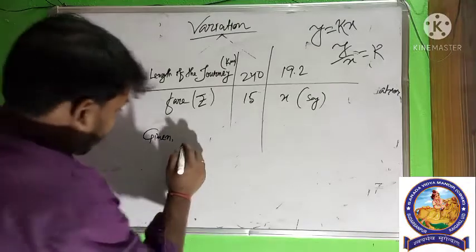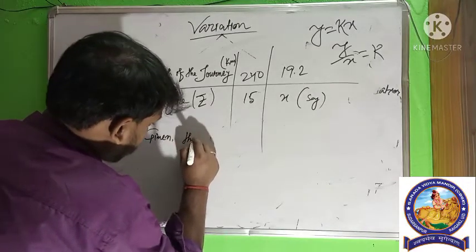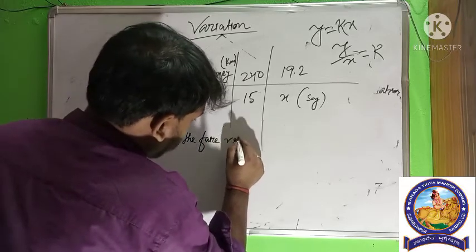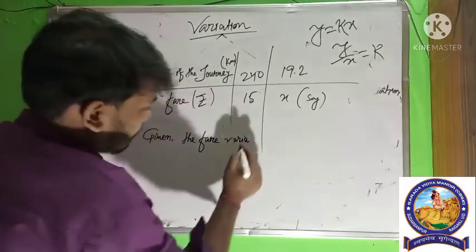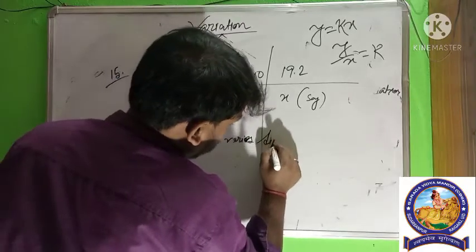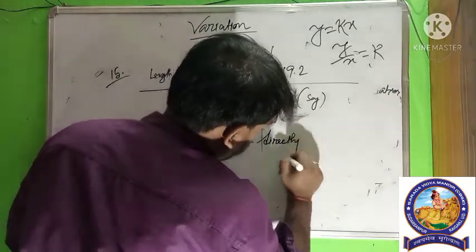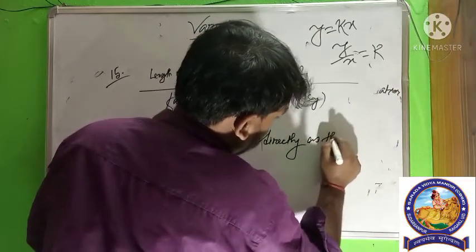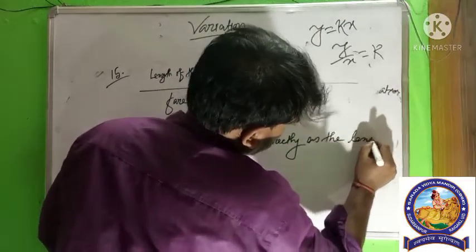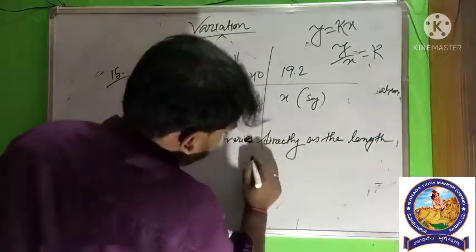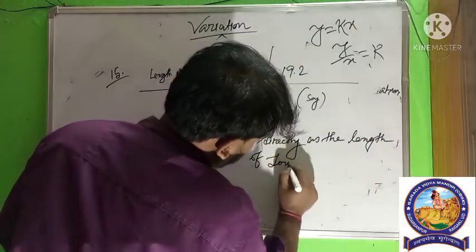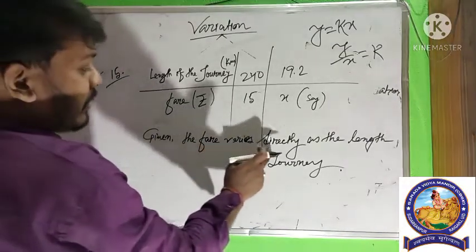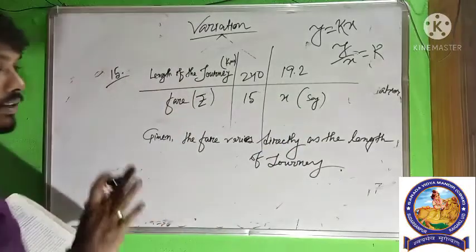If not given, you must write this line. Given the fare varies directly as the length of journey. So the fare varies directly as the length of journey.